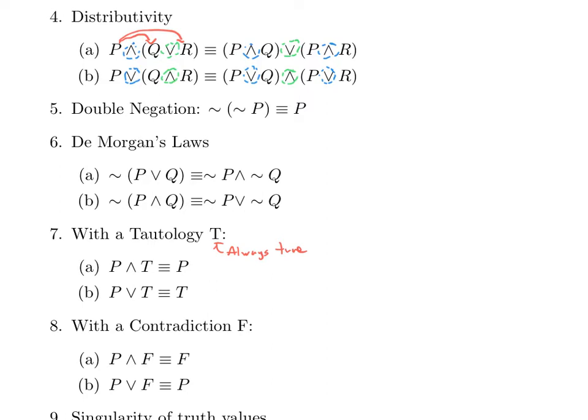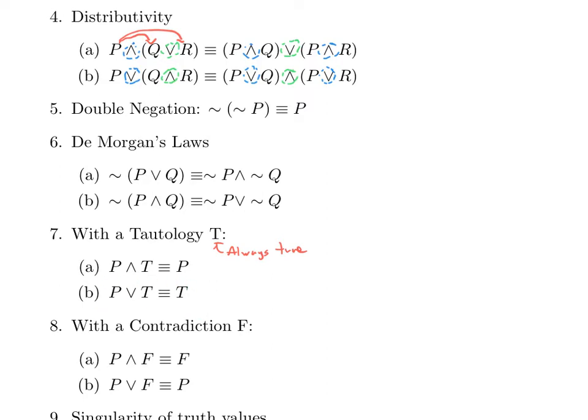And with an OR, remember, only one bit of an OR statement has to be true in order for the whole thing to be true. If we know one bit is always true, then the OR statement is always true. It's equivalent to a tautology. So these are logically equivalent.